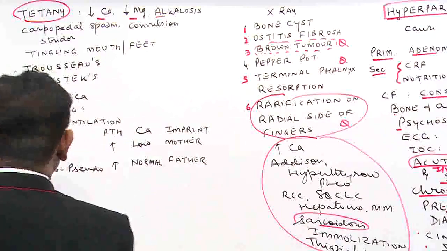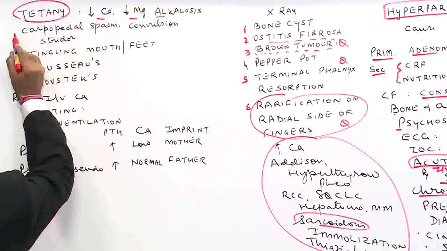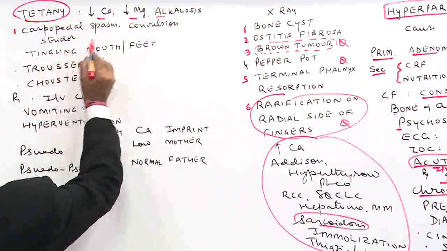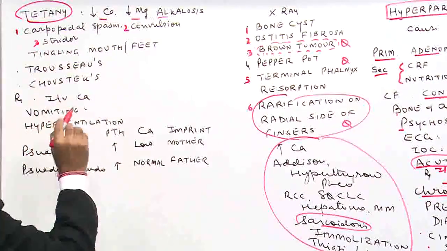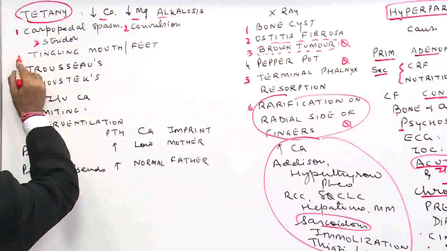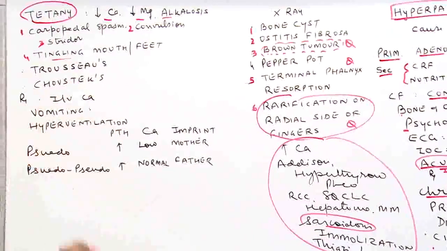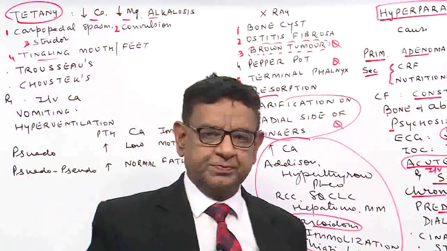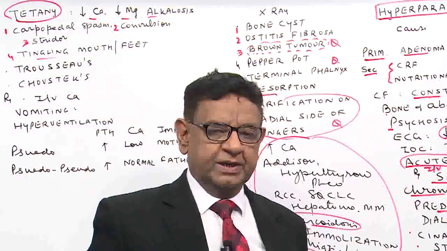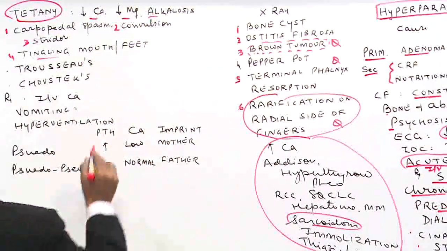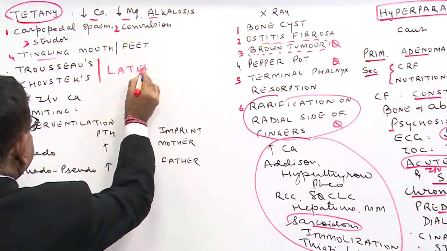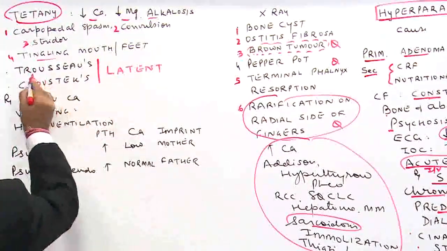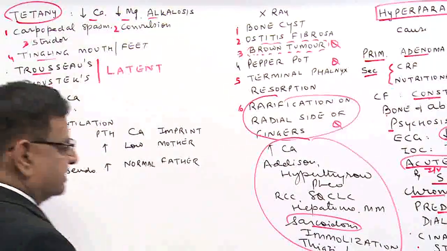Now, what are the features of tetany? In children, it is carpopedal spasm, convulsion, and stridor. But in adults, an additional finding is there may be tingling in the mouth and feet also. Okay. Now, what are the signs of latent tetany? Latent tetany is Trousseau sign and Chvostek sign.